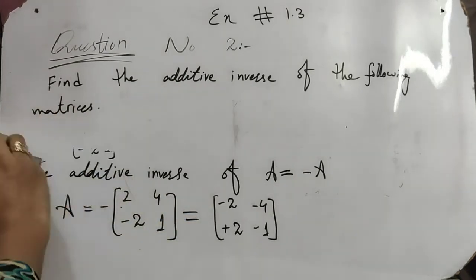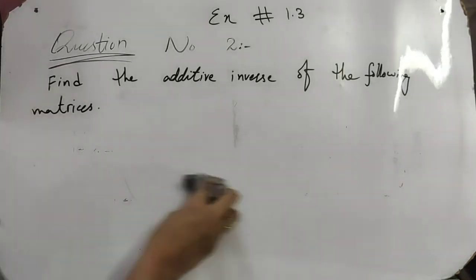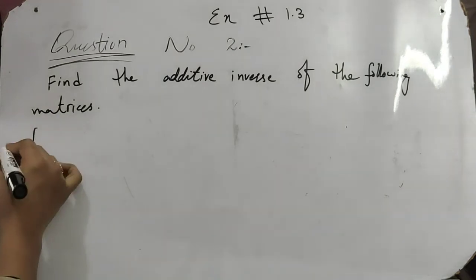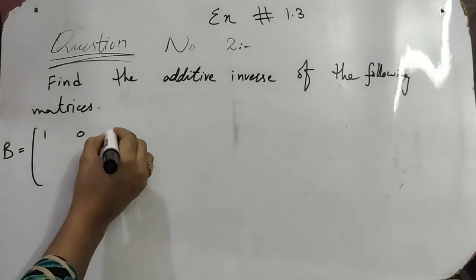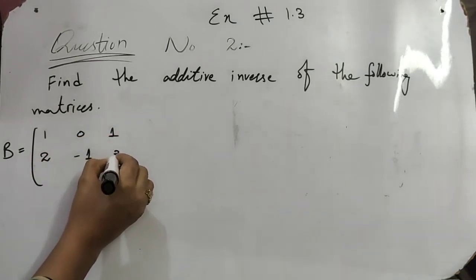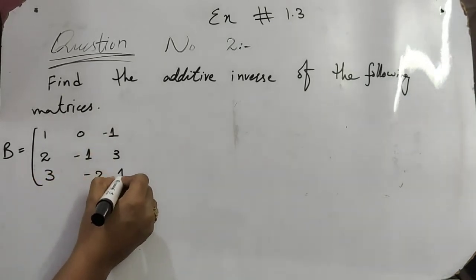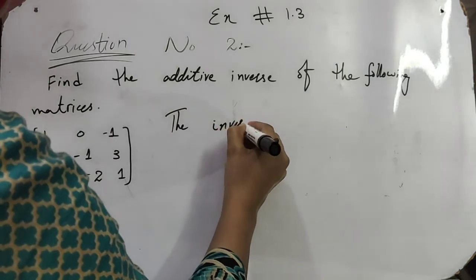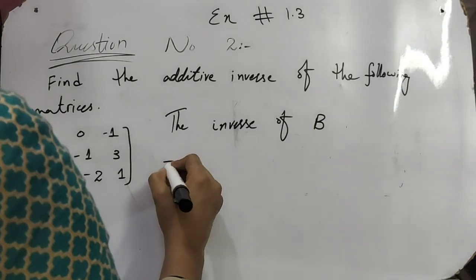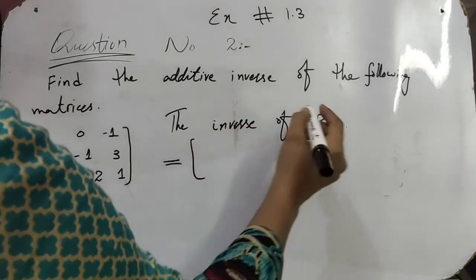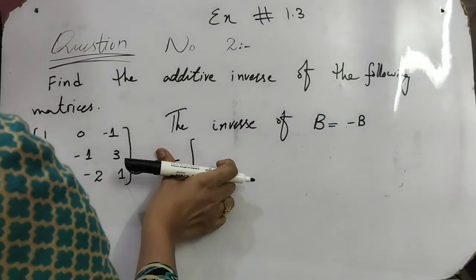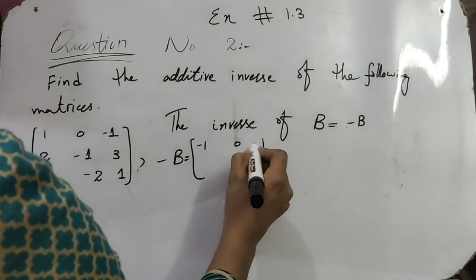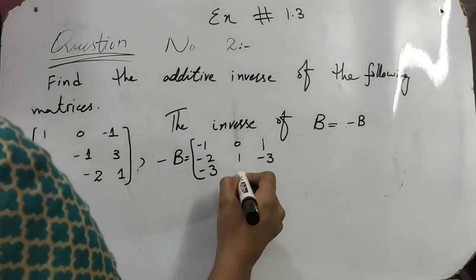Okay, likewise we solve the next part. B is equals to 1, 0, 1, 2, minus 1, 3, 3, minus 2 and 1. It means the inverse of B will be equals to minus B. Okay, and minus B will be equals to minus 1, 0, 1, minus 2, 1, minus 3, minus 3, 2 and minus 1.